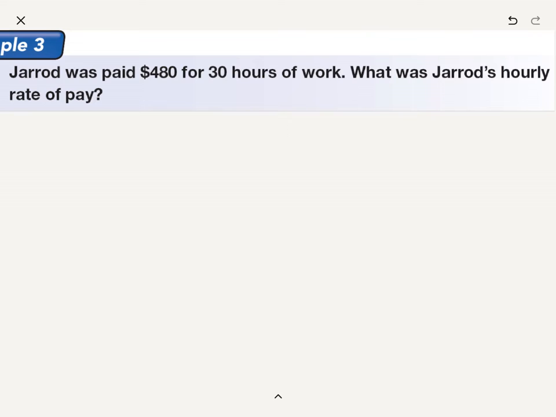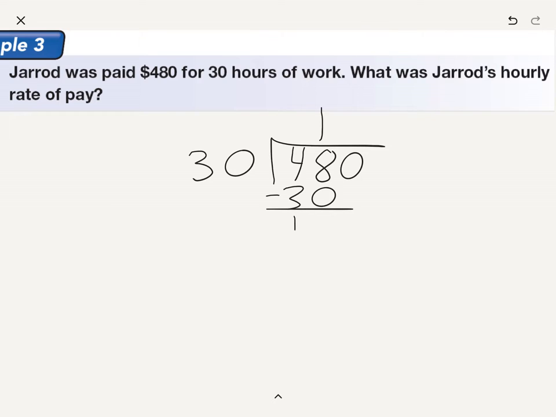Okay, so he was paid $480 for 30 hours of work. What was Gerard's hourly rate of pay? Okay, so everyone together, tell me how to get the answer for this. Ready? 1, 2, 3. We divide. Okay, see if you can do that faster than me. I don't really care about blurting the answer. I'm assuming everyone can get it at this point, and I'm hoping everyone is going through the motions really quickly. I'm mostly just fishing for people to tell me how to get the answer to move things along.